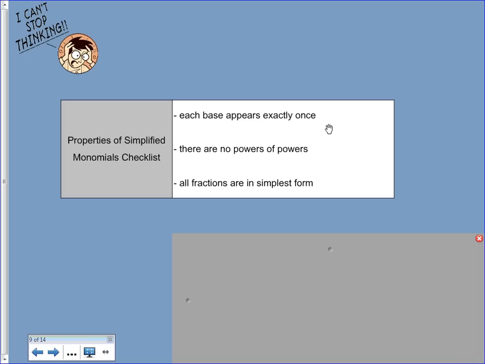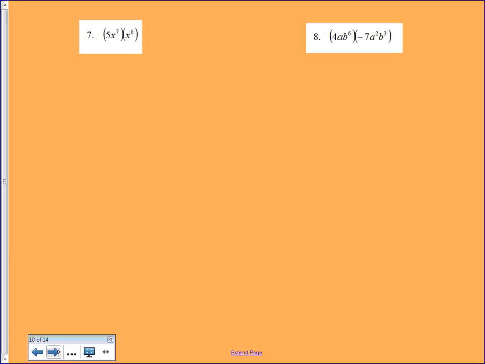Next, we want to make sure that there are no powers of powers. So I don't want to leave something as a squared raised to the third power. I want to go through and simplify that. And last but not least, we want to reduce all of our fractions. For the purposes of this unit, you will be reducing all of your fractions. I do not want you using decimals. All right, let's take a look at some of these. This is the majority of what is going to be expected of you when it comes to this unit.